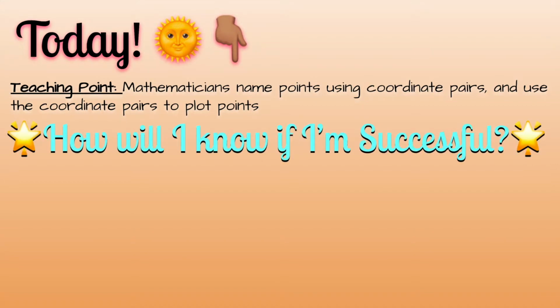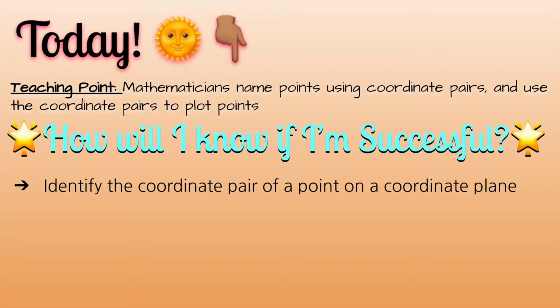How are you going to know if you're successful today? What are you going to be able to do by the end of the lesson? So by the end of today's lesson, you should be able to identify the coordinate pair of a point on a coordinate plane. So that means if you see a point on a coordinate plane, you know how to tell its coordinate pair.